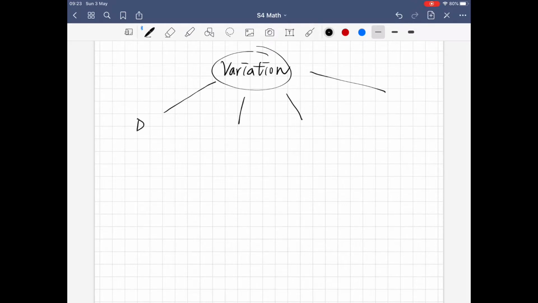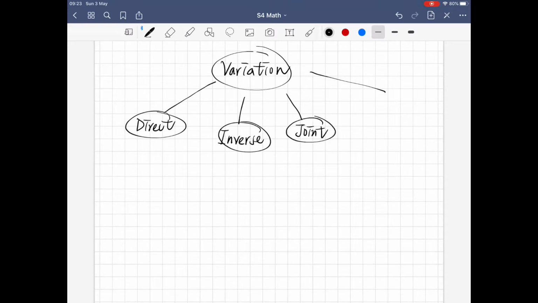And they are direct variation, inverse variation, joint variation, and the last one is partial variation.